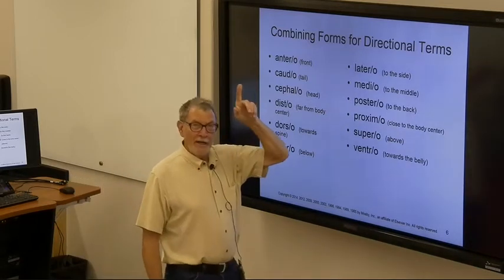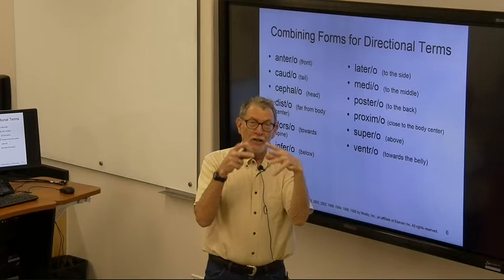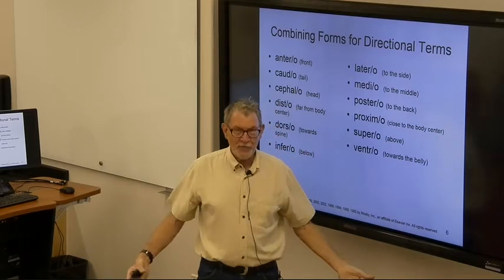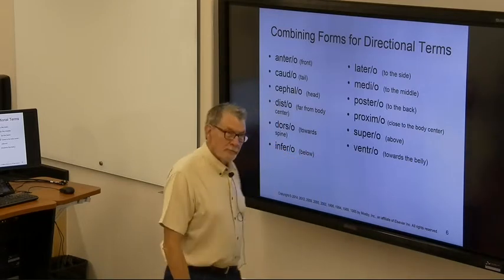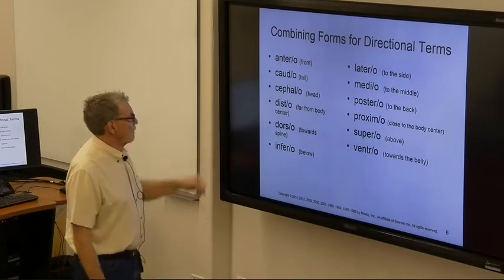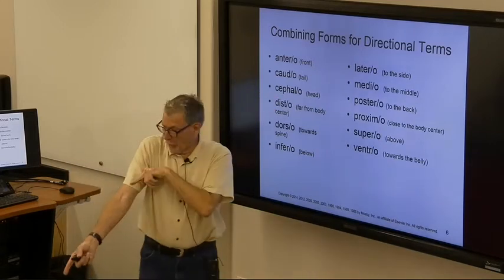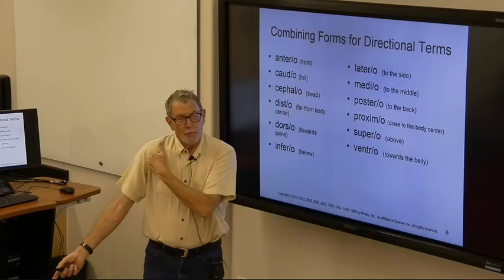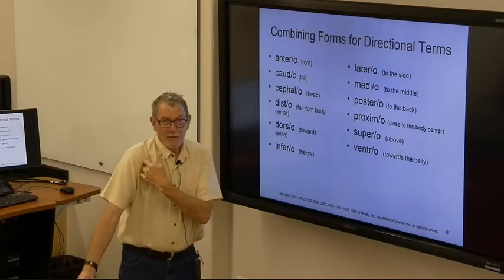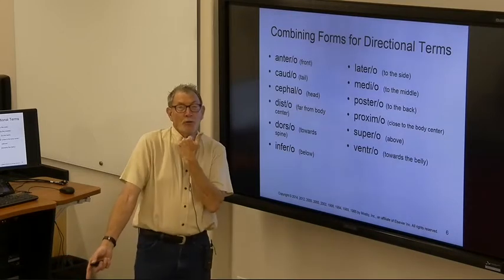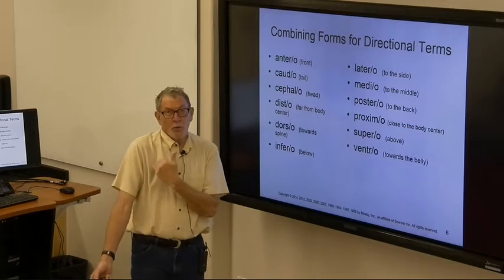Cephalo is toward the head. A cephalopod is an octopus. It's a head with feet. Cephalopod. Cephalo is toward the head. Disto is farther away from the body center or from the attachment point. Proximo is closer to the center or attachment point.